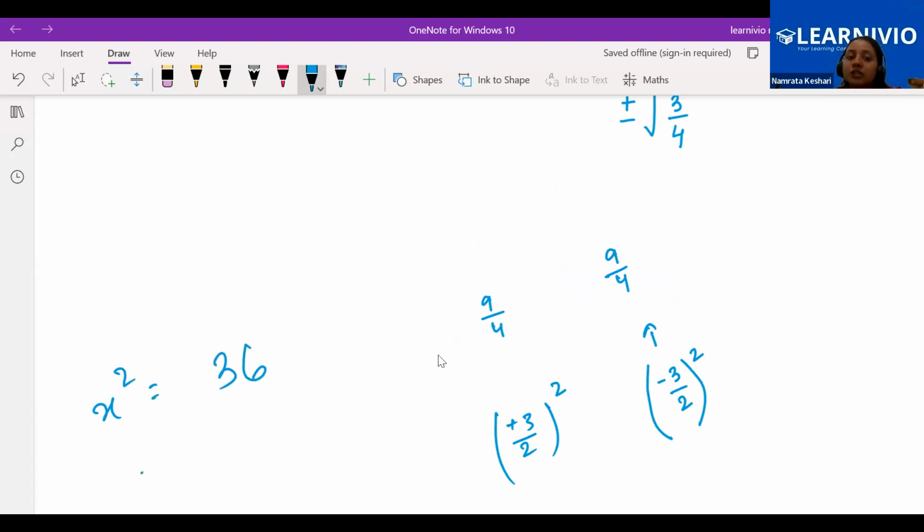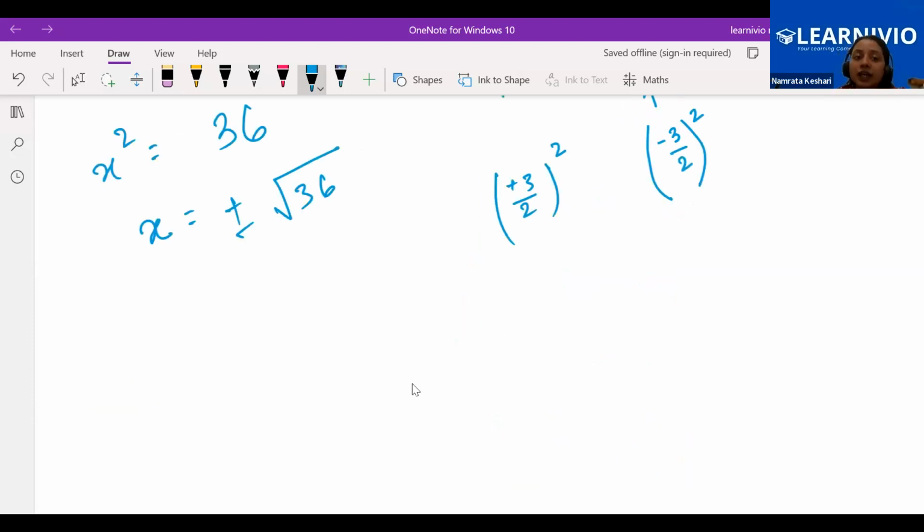Suppose you have x square is equal to just 36. So it will come out as x equals plus minus root 36. Plus minus sign you have to show here only, and then you will say that the x value is plus 6, the x value is also minus 6. Getting my point? Yes. So whenever square is getting converted to square root sign, at that time only you have to give the plus minus sign.